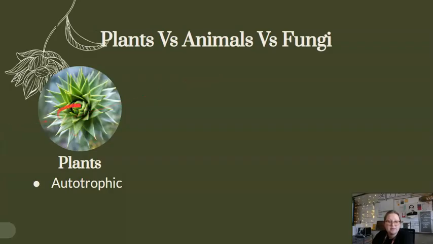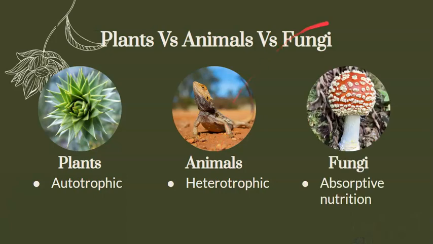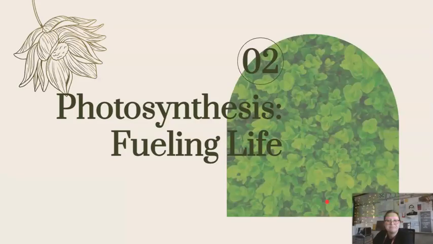So let's compare plants versus animals versus fungi. First, we've got plants. This is a plant right here. They are autotrophic. That means they, in a way, create their own food. Animals are heterotrophic. They have to eat other things. And then fungi, which I think are something some people get confused or lump in with plants, do neither. They absorb nutrition by decaying things around them.